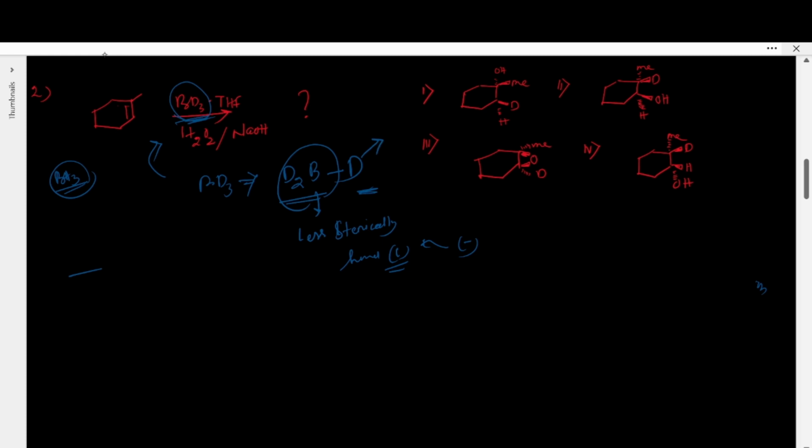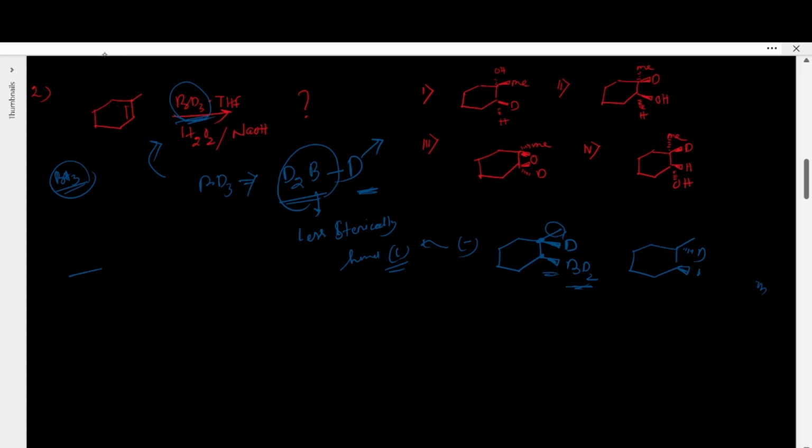So in the substrate it gives like this. So this is the more substituted carbon and this is the less substituted carbon. So the hydrogen will add in the more substituted carbon, sorry, here it is deuterium instead of hydrogen, and the boron part will add to the less substituted carbon, and both will add in syn fashion. Like if the methyl is down the plane, then they will come above the plane. If the methyl is above the plane, then they will come from down the plane.